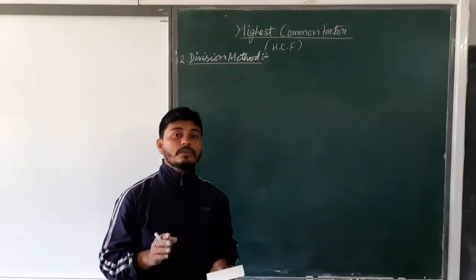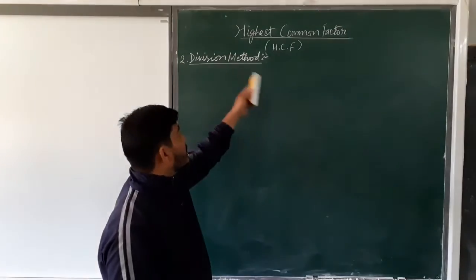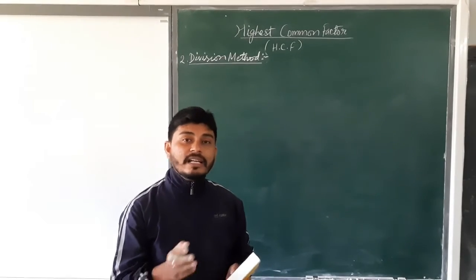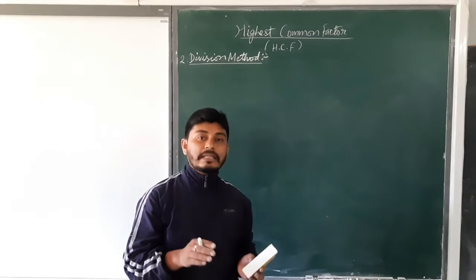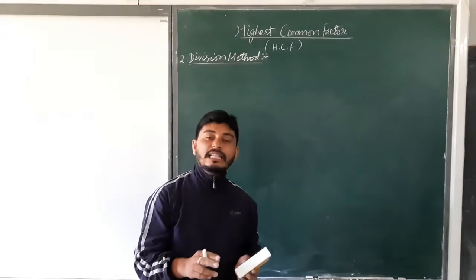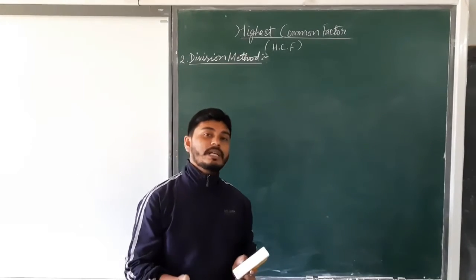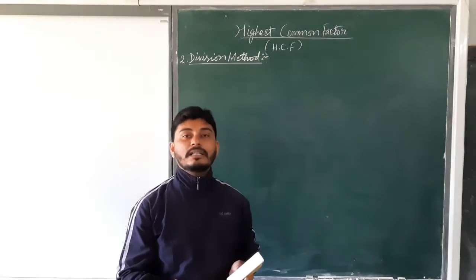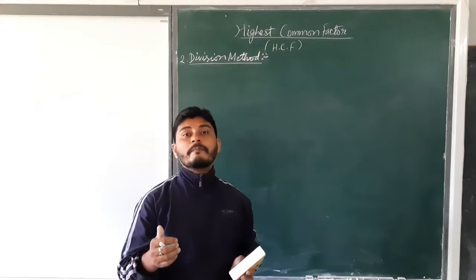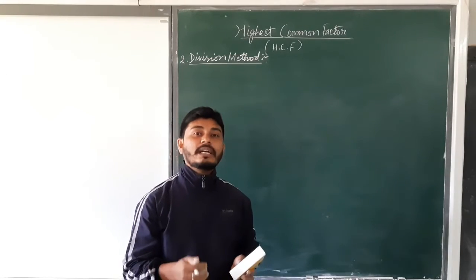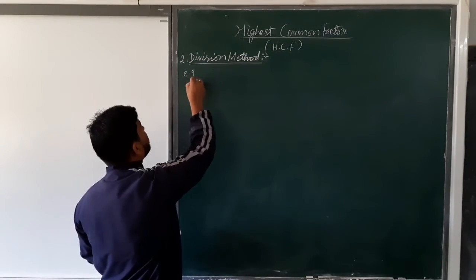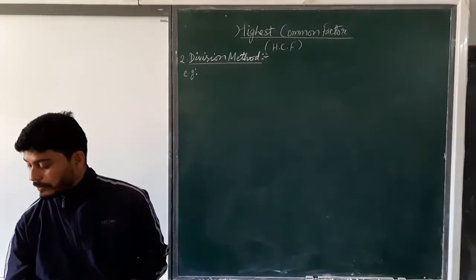I repeat, to find the HCF of two or more numbers by division method, first we divide the greater number by the smaller number. Then next, the first divisor is divided by the remainder, and this process is repeated till we obtain 0 as the remainder. Once we obtain the remainder as 0, the last divisor will be the HCF of those numbers. Now let us try to understand this through an example from the textbook.